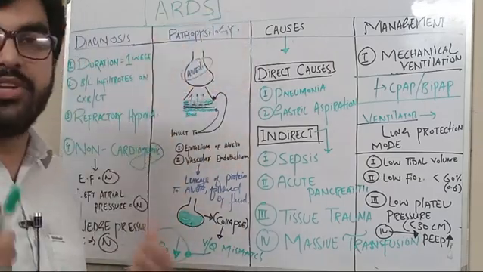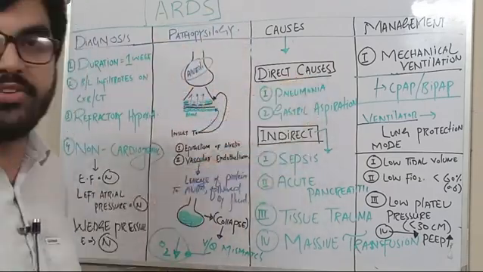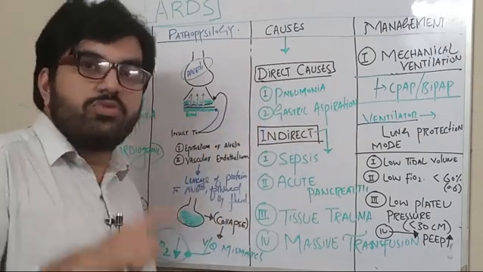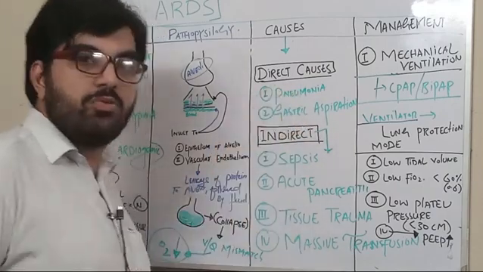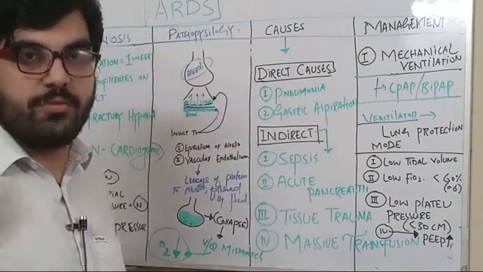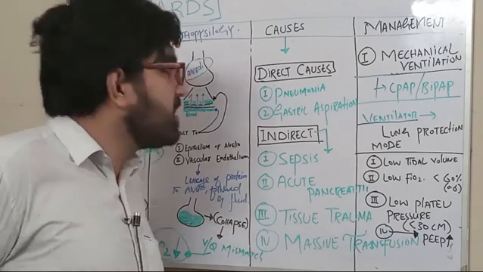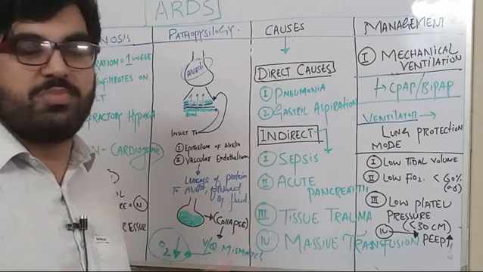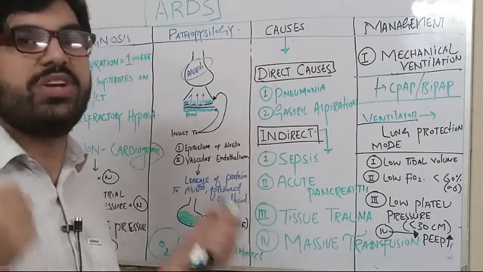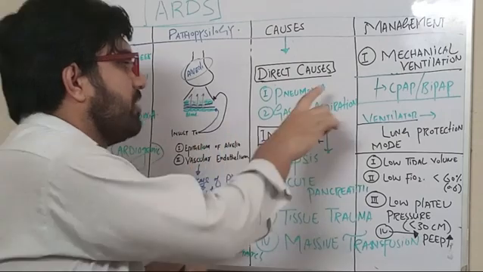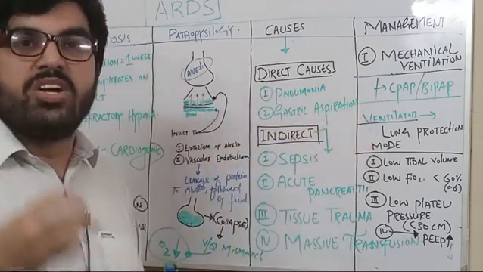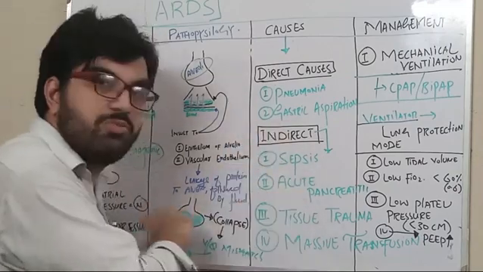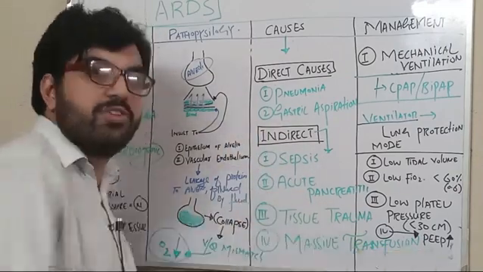Now what causes ARDS? We have direct causes and indirect causes. Direct causes directly cause injury to the alveoli, such as pneumonia, whether bacterial or viral pneumonia, nowadays COVID-19, influenza, respiratory syncytial virus, or bacterial pneumonia, community-acquired pneumonia, hospital-acquired pneumonia, or ventilator-associated pneumonia, whatever it is, that is a direct cause. Gastric aspiration directly digests the alveolar epithelium. The indirect causes are sepsis, acute pancreatitis, tissue trauma, and massive transfusion.